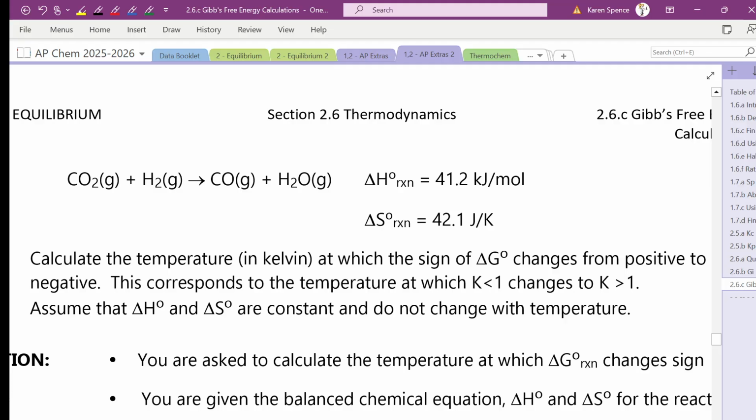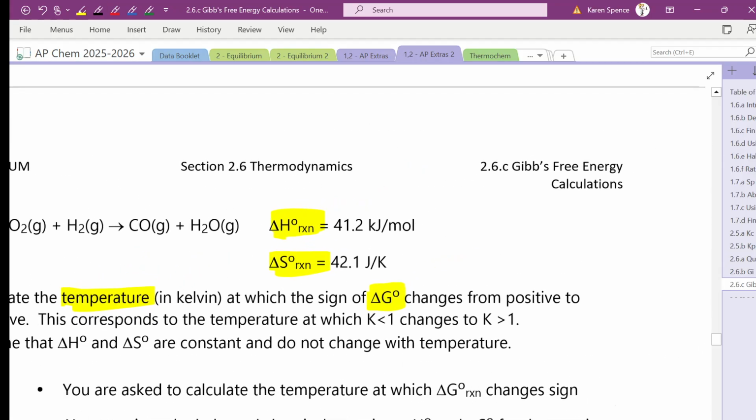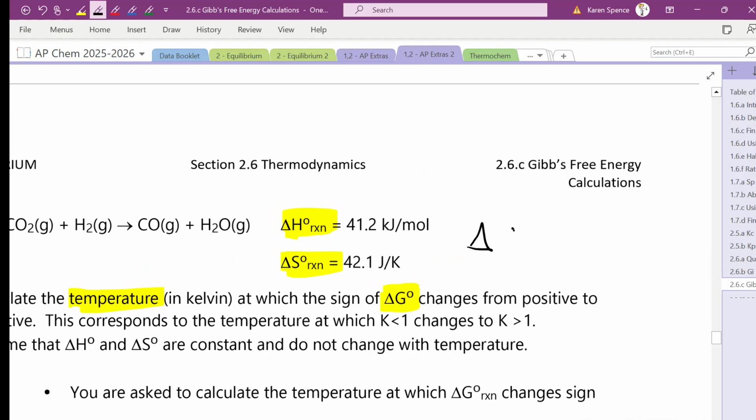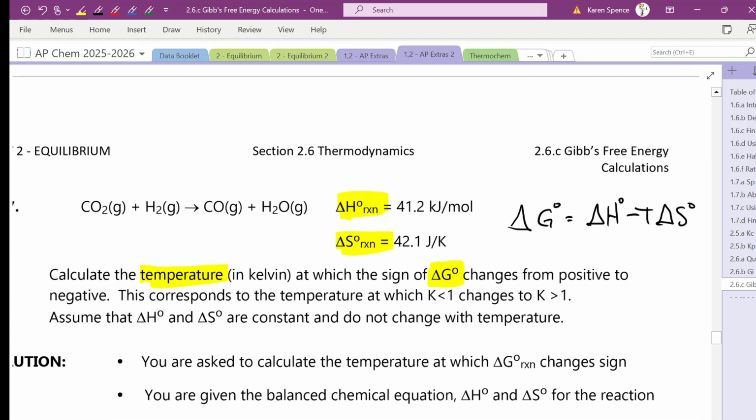Goodness. So we want to find a temperature, and we've got a delta G, and we got a delta H, and we got a delta S. What formula do you think we'll be using? The first one. Delta G equals delta H minus T delta S. And let's stick our knots on there because they're all knots.